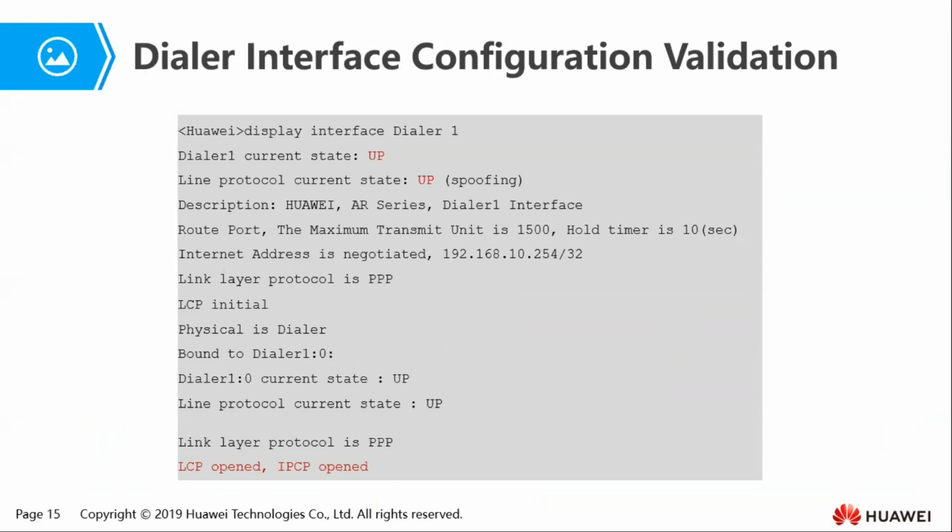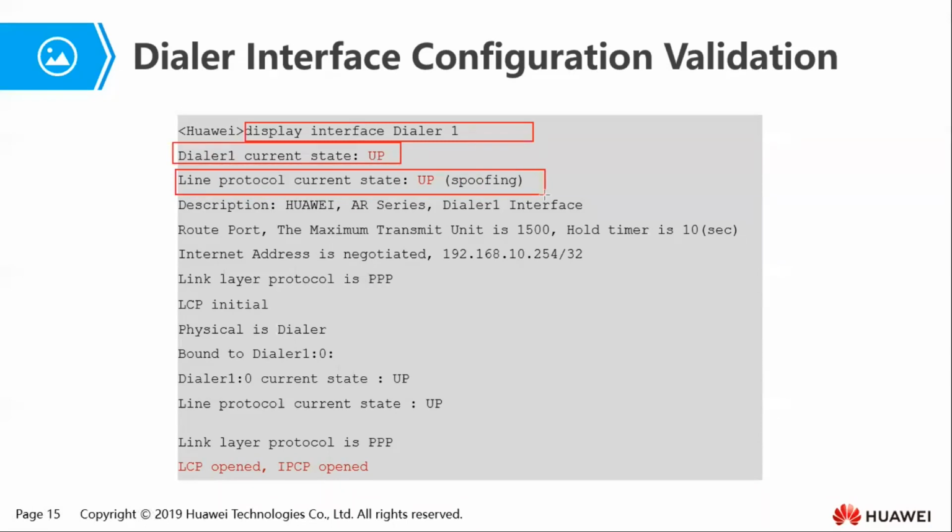So after you've been able to do that, we can validate what we've just configured by using the command display interface dialer1. We can see things like the current state as being up. This is the physical state of this virtual interface dialer1. It can be down if the physical interface we have bound it to is down.